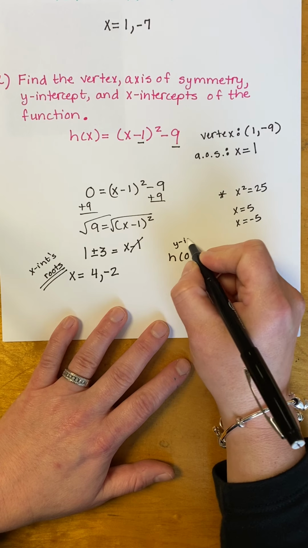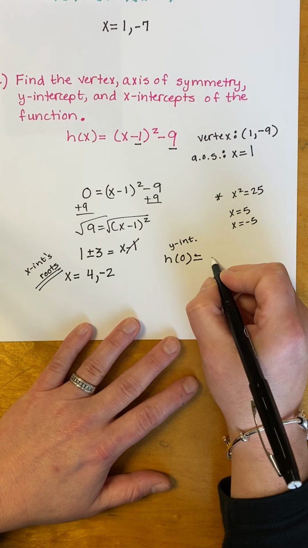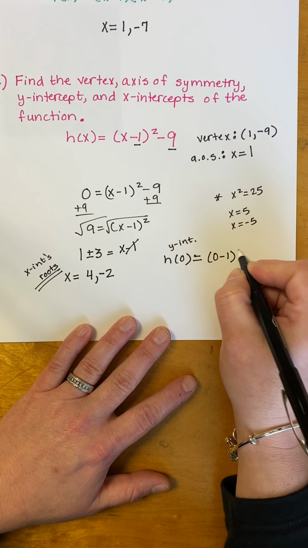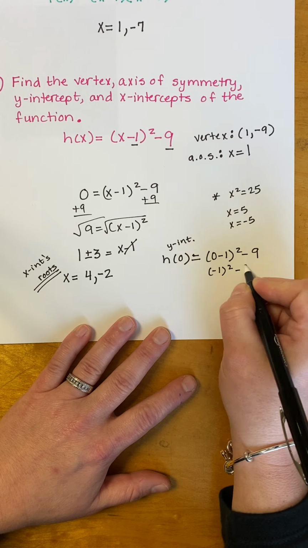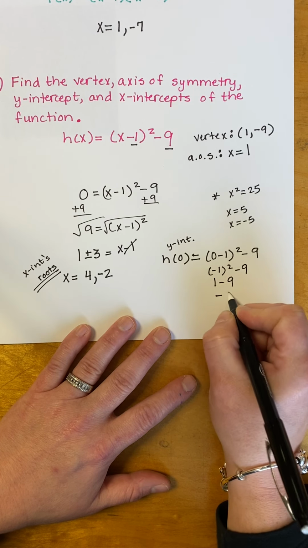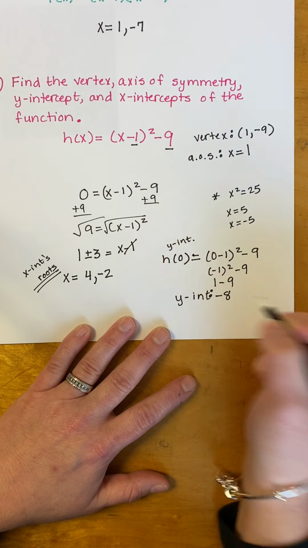All right, to find the y-intercept, I plug in a 0. Woo-hoo. So that'll be 0 minus 1 squared minus 9. So 0 minus 1 is negative 1 squared minus 9. So 1 minus 9 is negative 8. So the y-intercept is negative 8.